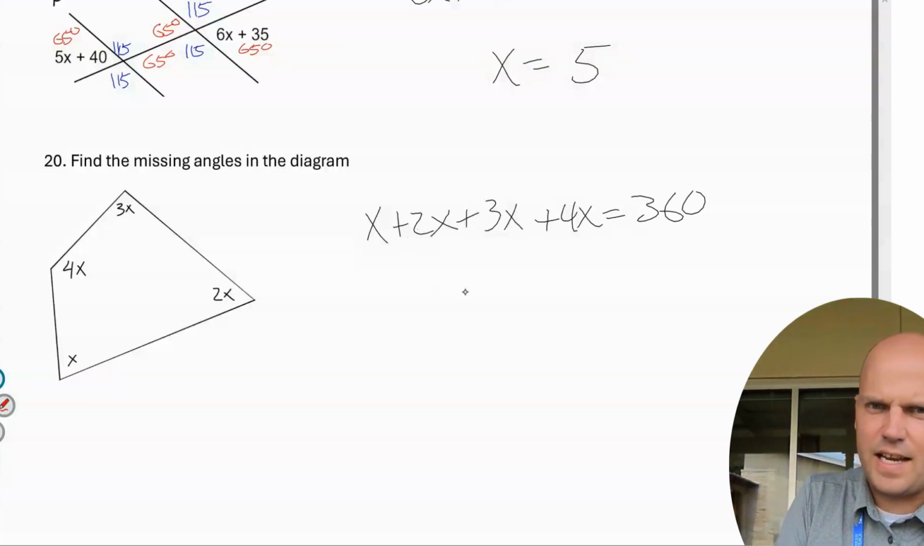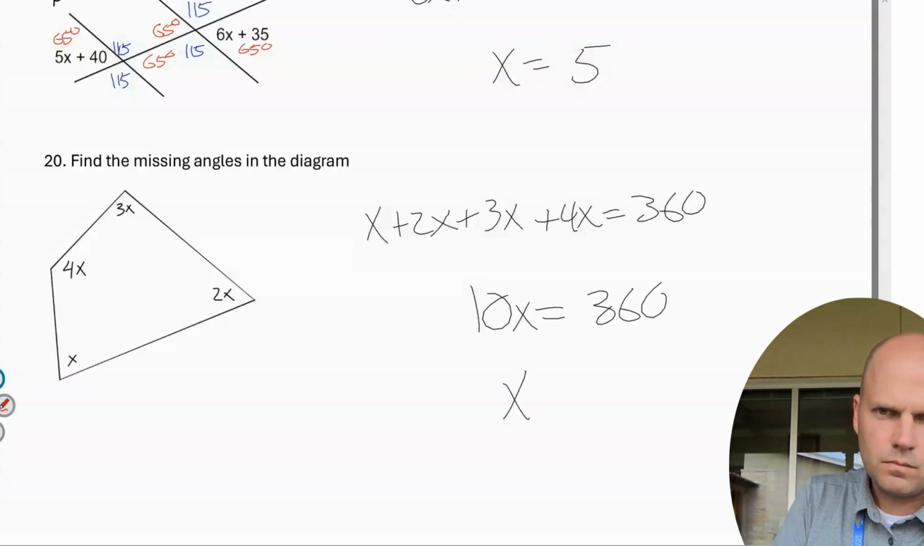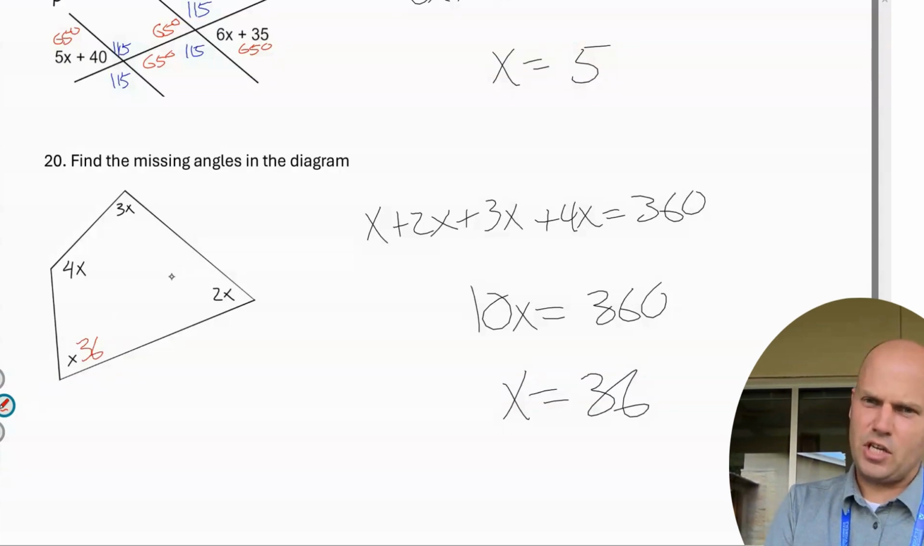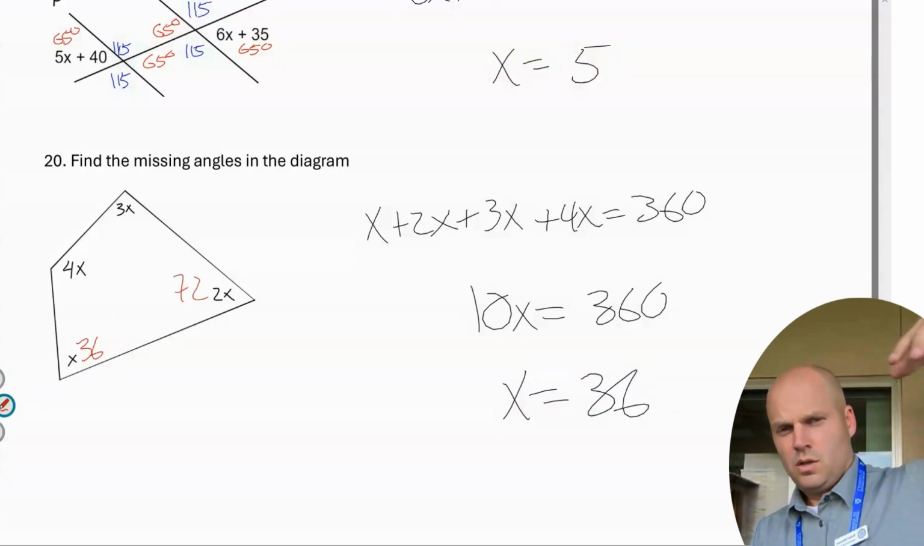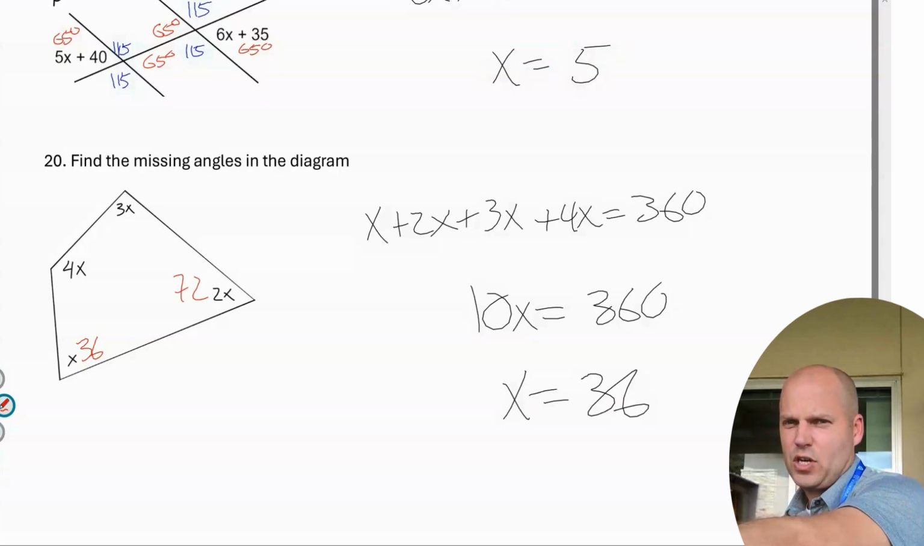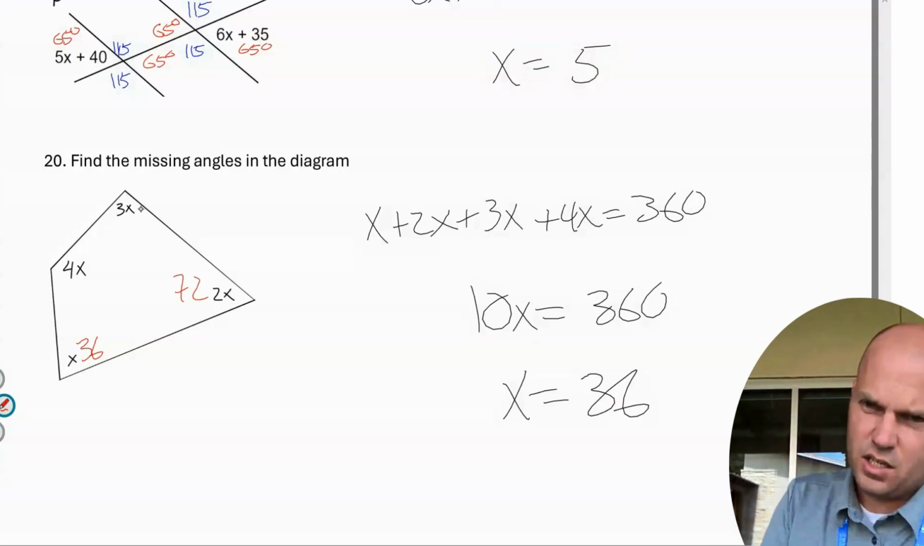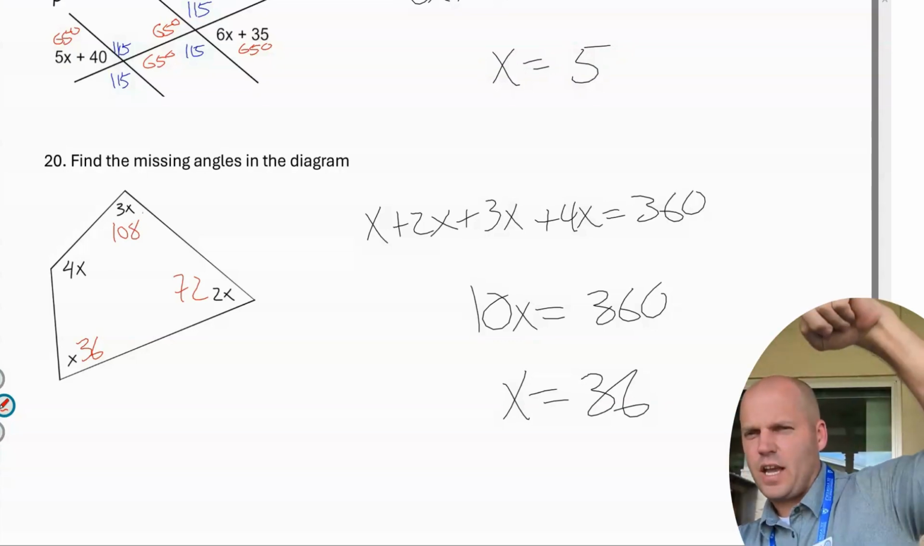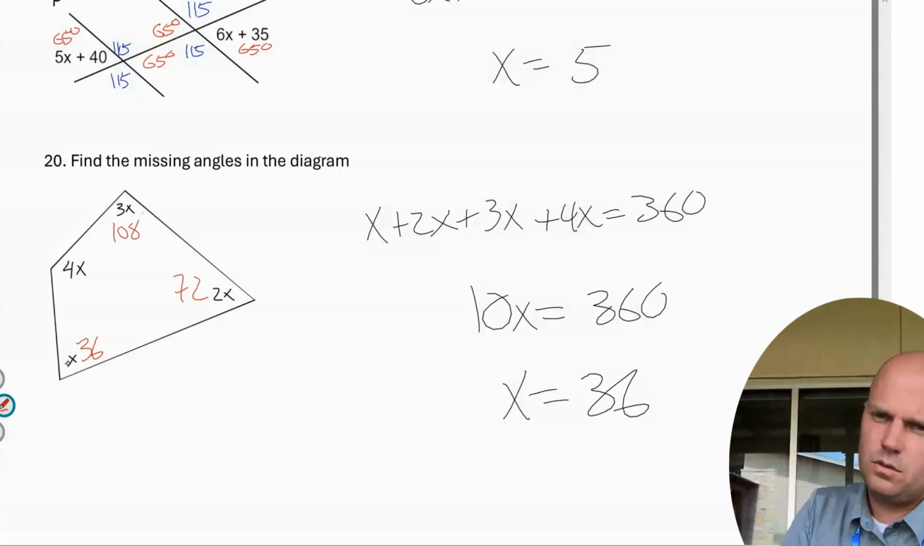4, 5, 6, 7, 8, 9, 10. We got 36. We got double 36, which is 72. We got to add another 36, and we got 108. We're going to add another 36. We got 144.